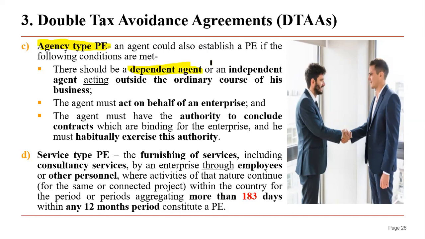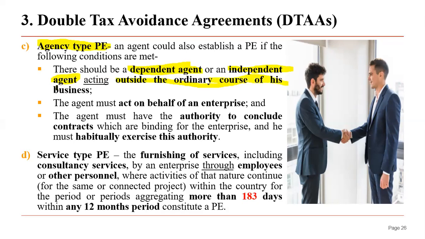Then the independent agent may create an agency PE, acting outside the ordinary course of his business. See the wording? Outside the ordinary course of his business.